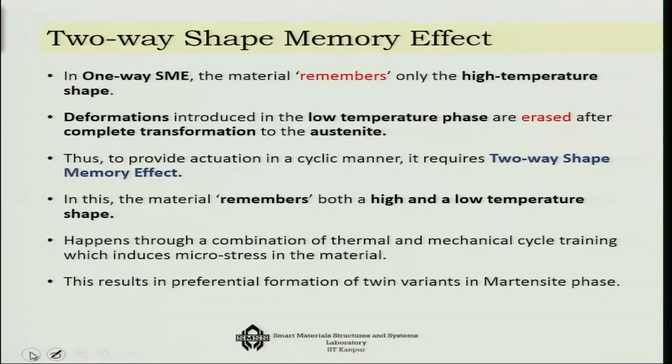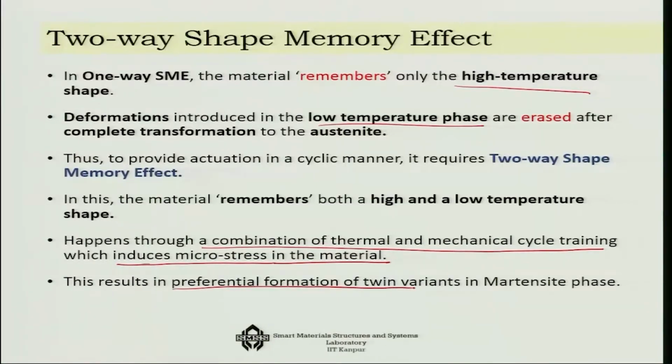Now in the two-way shape memory effect, it remembers both the high temperature shape as well as the low temperature shape, which is generally not erased in this particular case. The secret for this is that you need to have a combination of thermal and mechanical cycle training so that it will induce the micro stresses in the material. Then only at the low temperature phase it will be able to go back to the exact shape that you have trained it to have. So then this would result in a preferential formation of twin variants in the martensite phase.